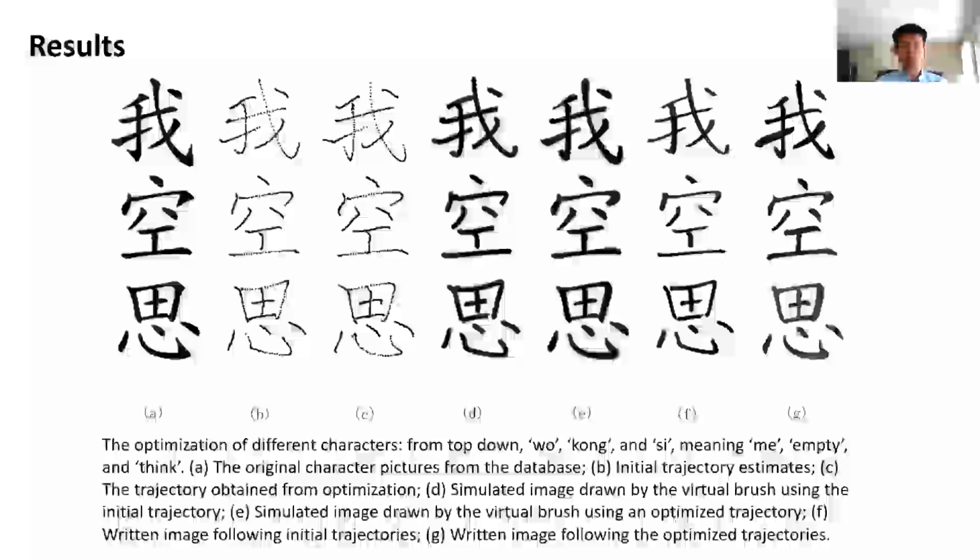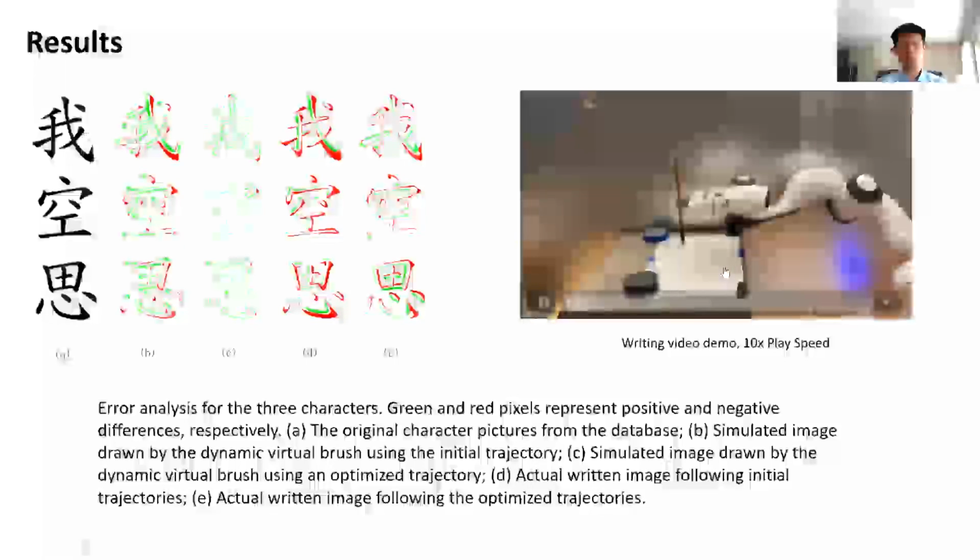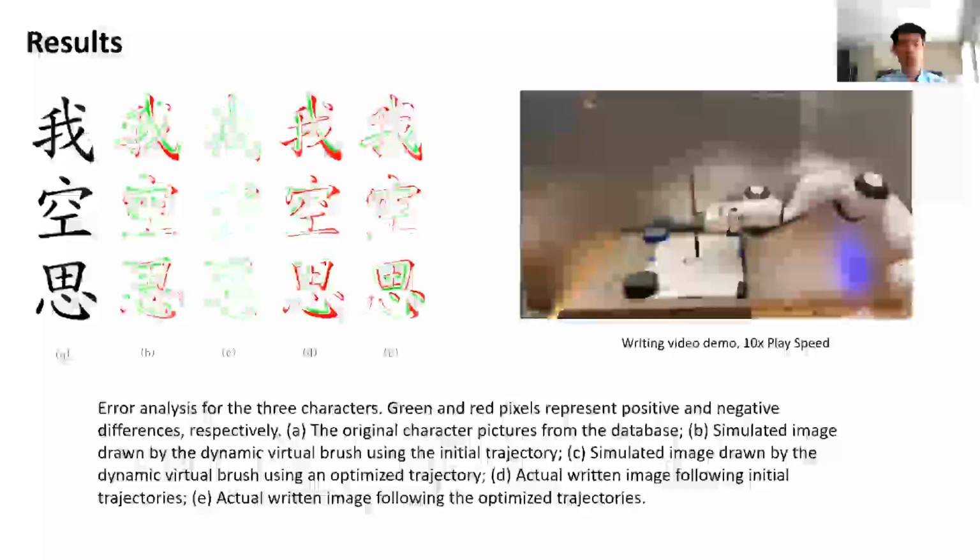We can see the improvement after optimization more obviously from these pictures, where we visualize the distribution of the errors. B and C are simulation, and D and E are the final writing results. We can see the obvious improvements from these pictures. We also record a writing video to basically show our robot configuration.